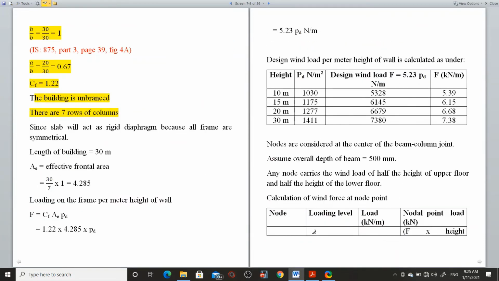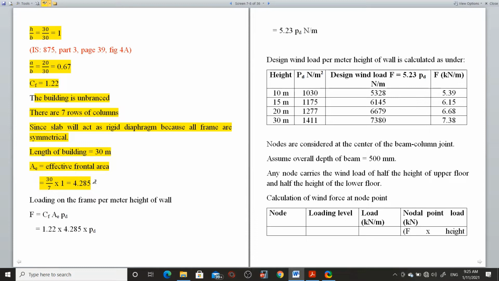Then after, since the slab will be acting in the z direction because all frames are symmetrical, the length of the building is 30 meter. So effective frontal area is 30 by 7, 30 is the span, divided by 7, into 1 meter width, 1 meter height. So 4.285 is the effective frontal area. So we will find the force on this 4.285 meter square area, on this plane only.